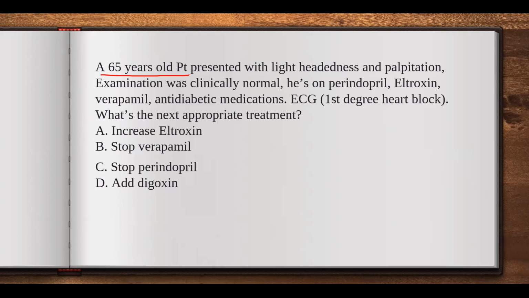Next, a 65-year-old patient presents with lightheadedness and palpitation. Examination was clinically normal. He is on perindopril, L-thyroxine, verapamil, anti-diabetic medications. ECG showing first-degree heart block. What is your next appropriate treatment?